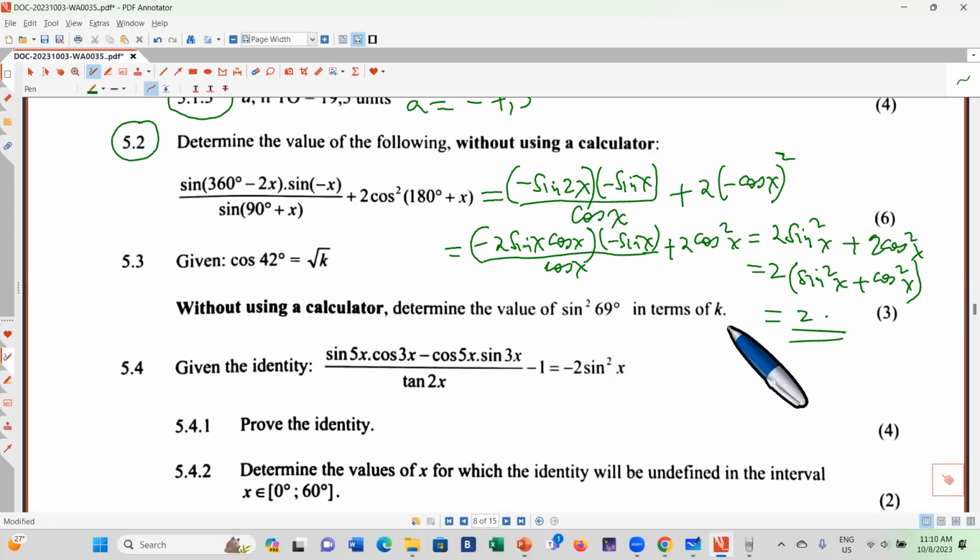Anyone, what's the answer to 5.3? Then we're going to do it together. Three minutes only.